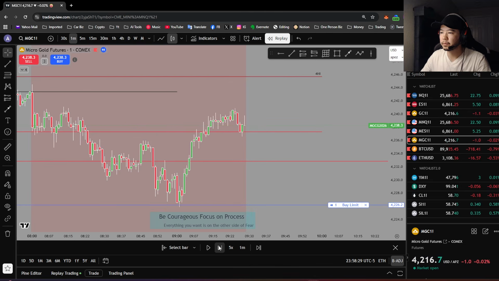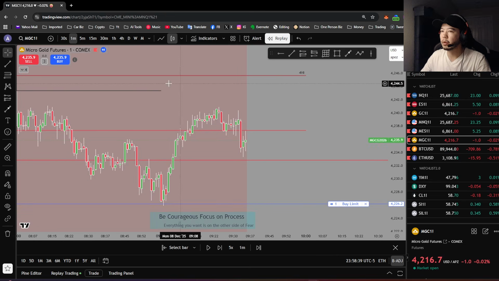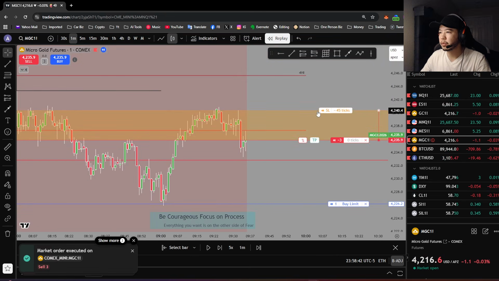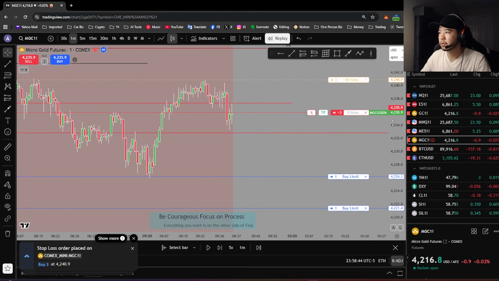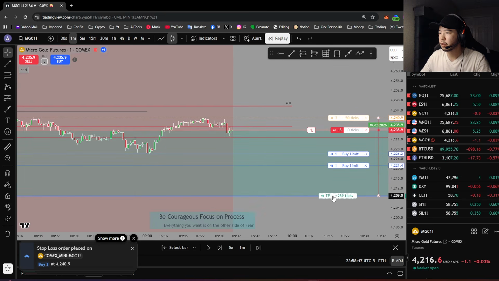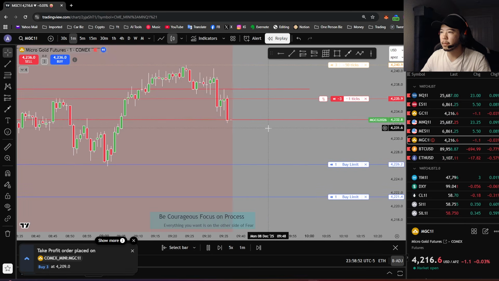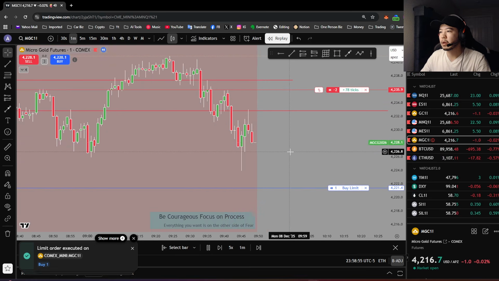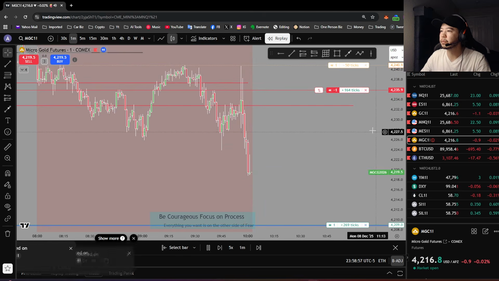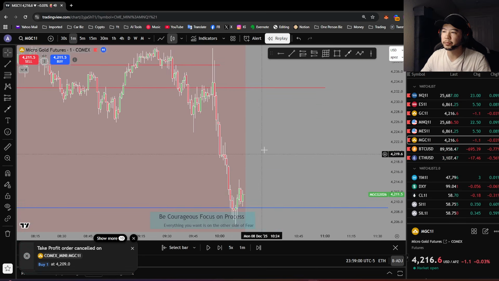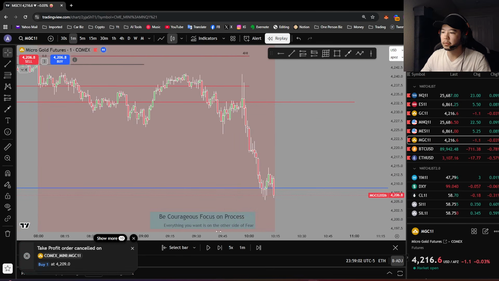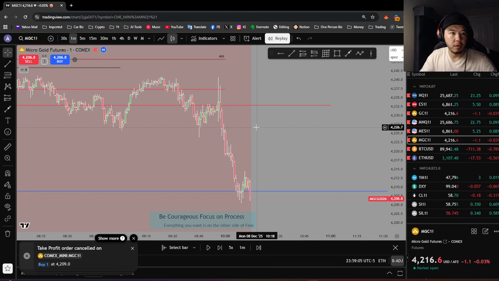Let's see. There it is. Close below it again. You do the same thing. Stop loss goes here. And the final take profit goes at the daily indication. And this one works out beautifully. Bam. Just like that. Hopefully that worked out.